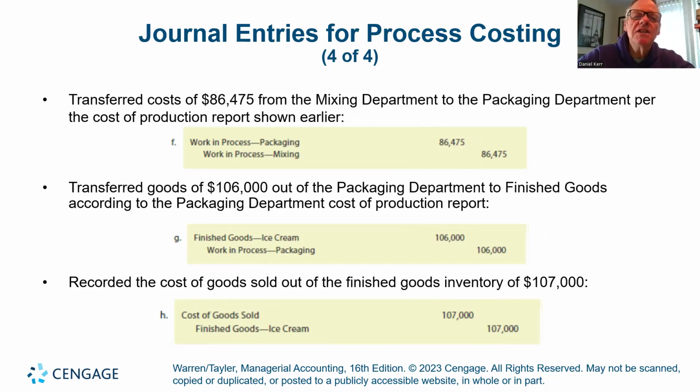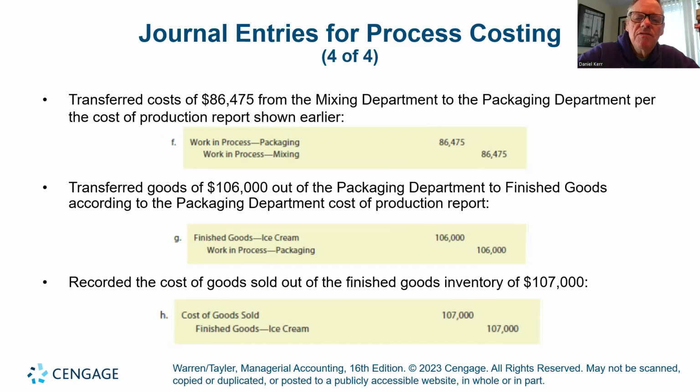So we transferred 86,475 from the mixing department to the packaging department. They're both asset accounts, work in process. So we reduce one, mixing, by 86,475, and we debit the work in process packaging. Now, packaging is the final department where the costs go before they are transferred to finished goods. And they tell us we transferred 106,000 out of the packaging department to finished goods. So the finished goods is the inventory account that we debit.